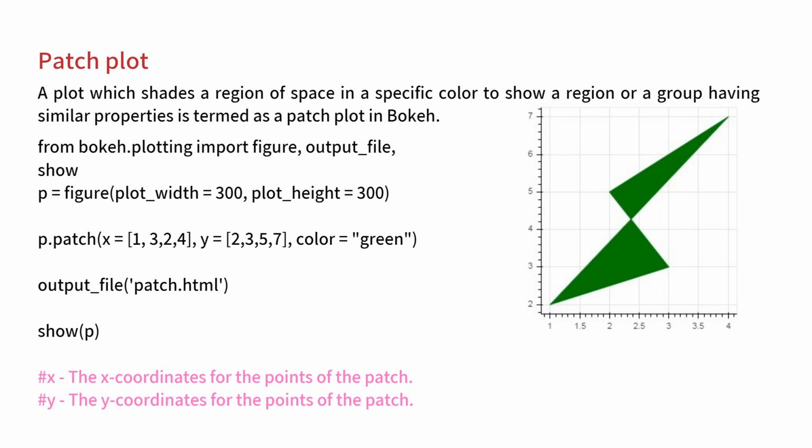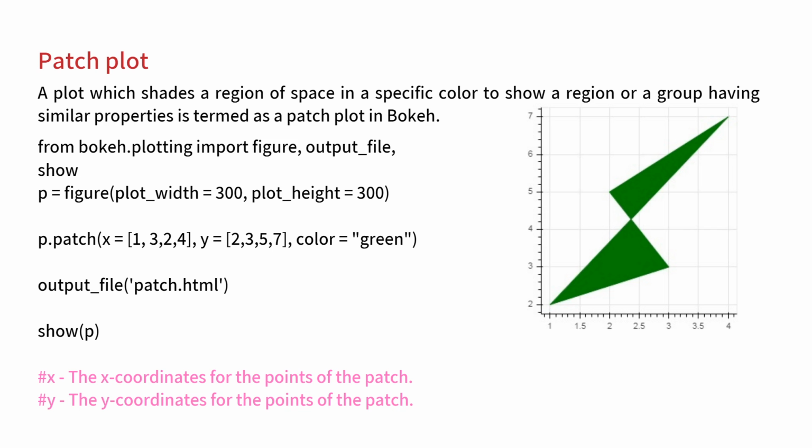And the interesting plot is the patch plot in Bokeh. Now the patch plot is basically used when you want to shade a certain region of space in a specific color, or let's say in your data there's a group showing a similar set of properties.